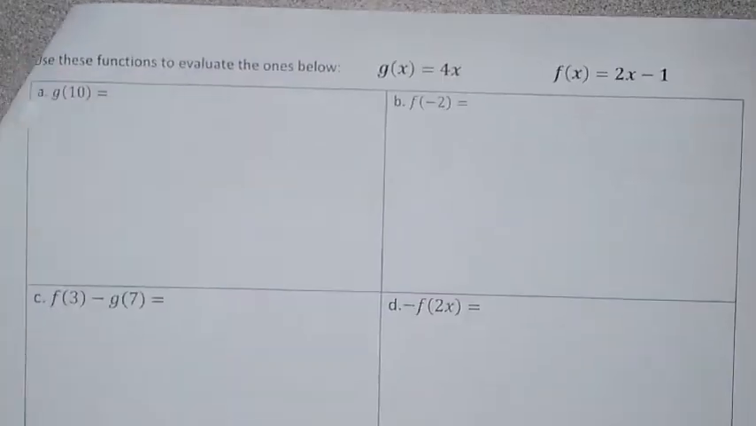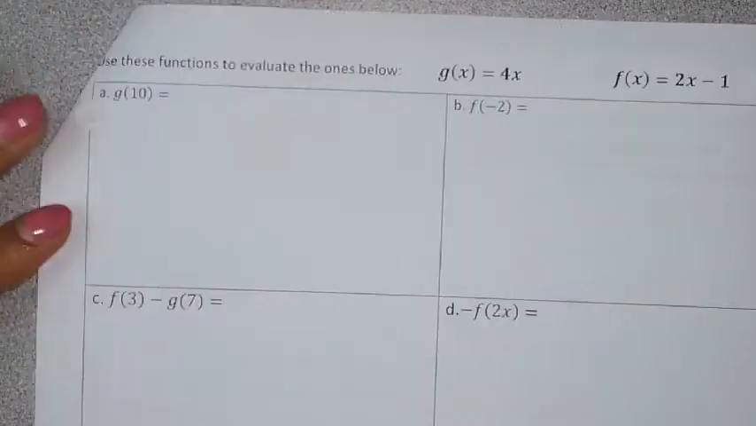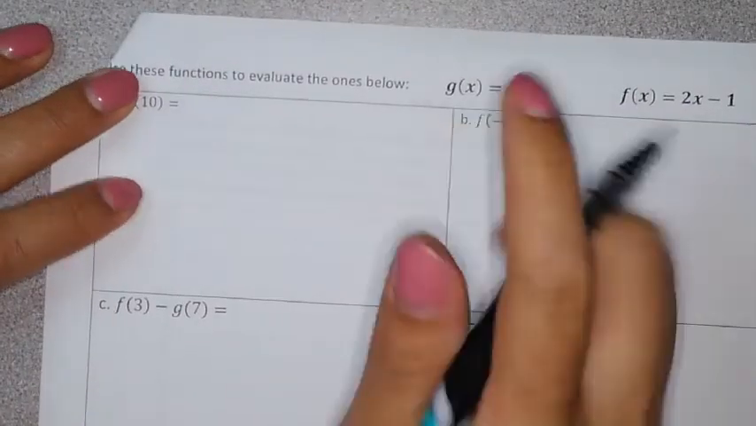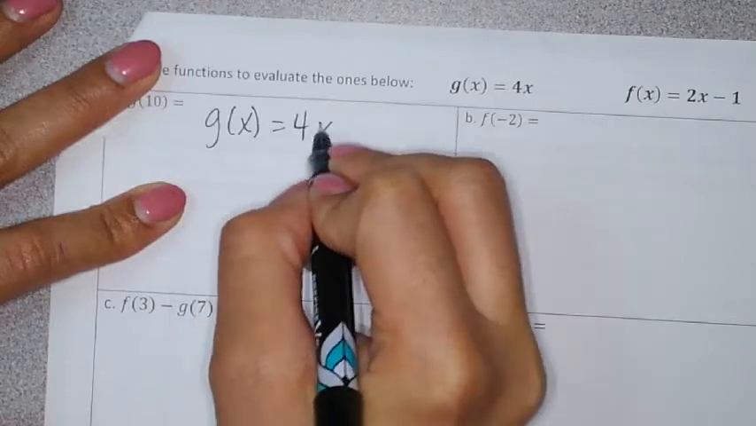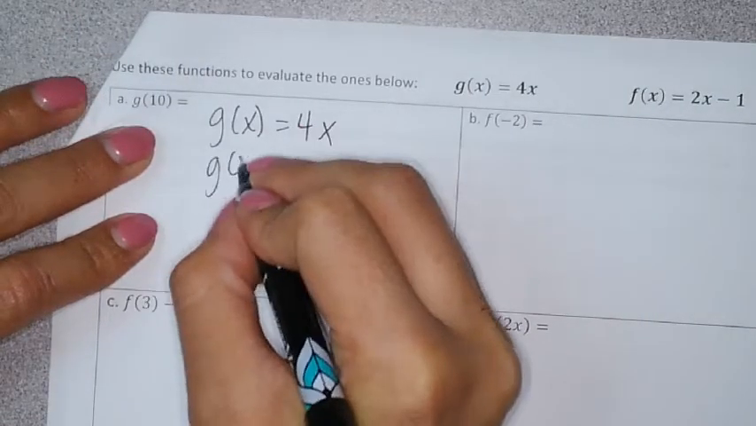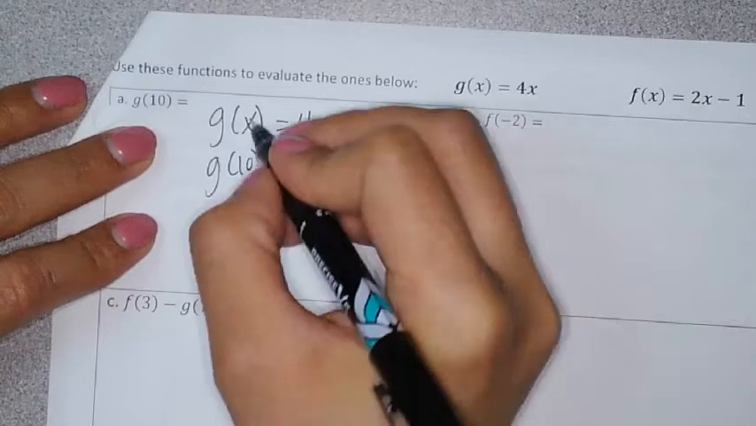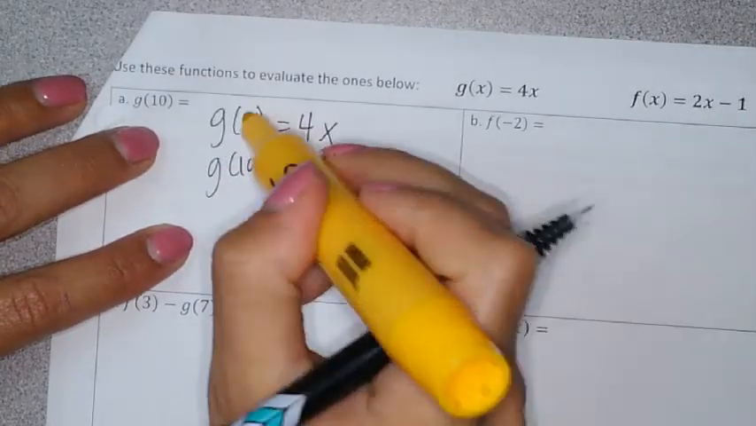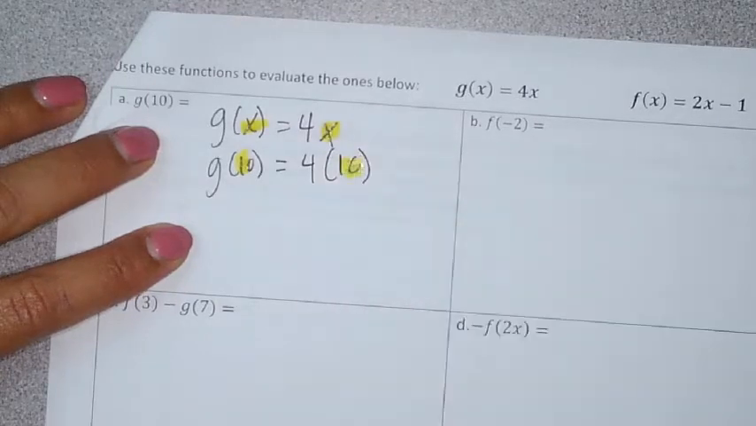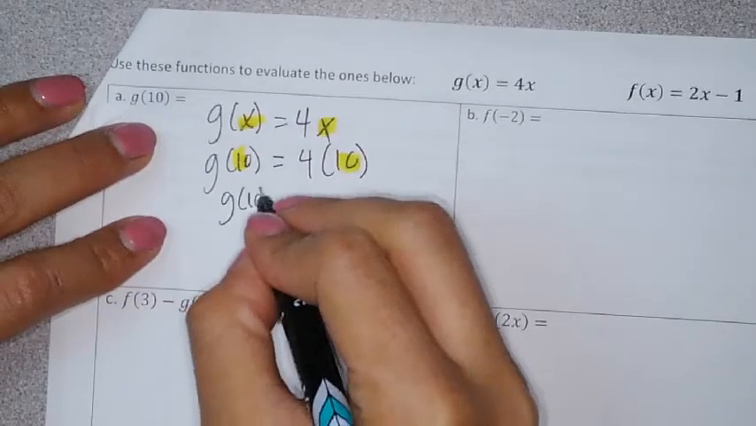Now it's the same thing. The last part, we're just going to evaluate. G of 10, I think we did something similar in class. I wrote the original. I'm going to substitute for the x, I'm sorry, I'm going to substitute 10 in. So instead of x, I have 10. So g of 10 equals 40.